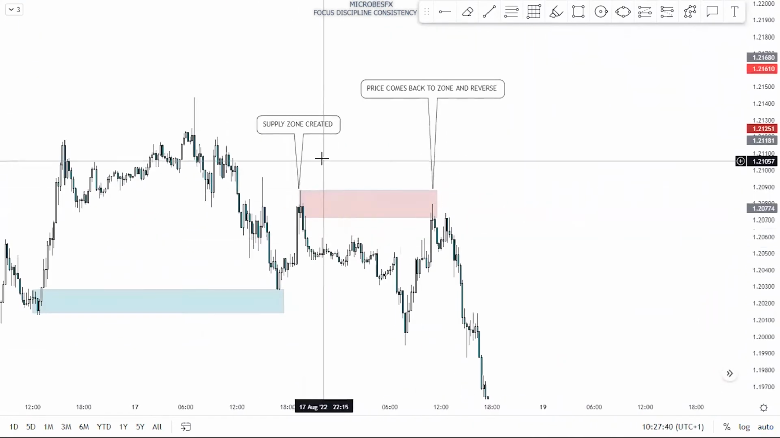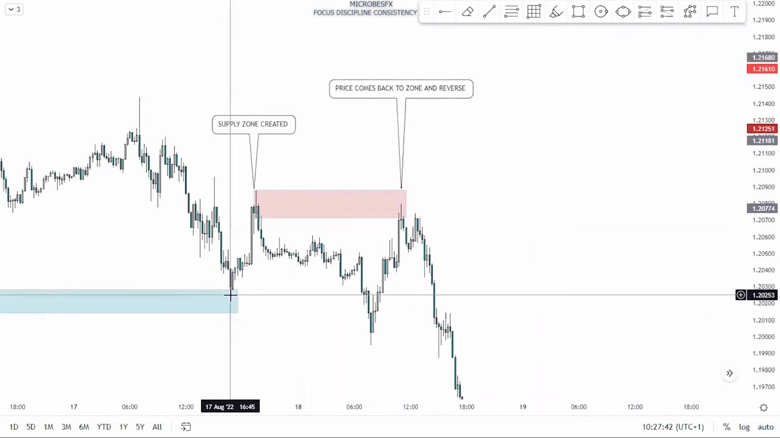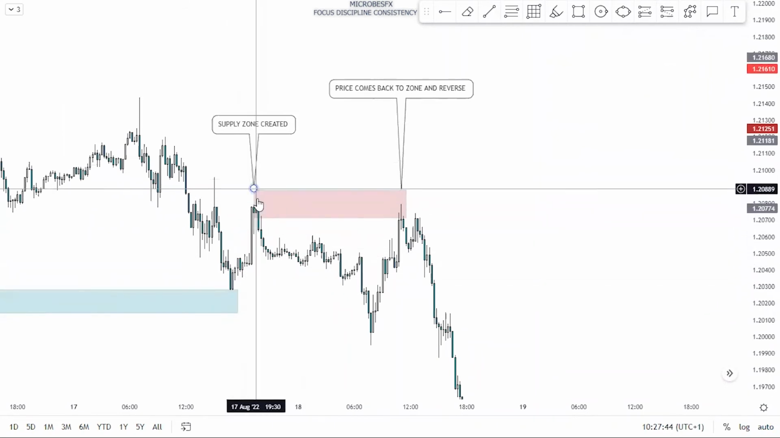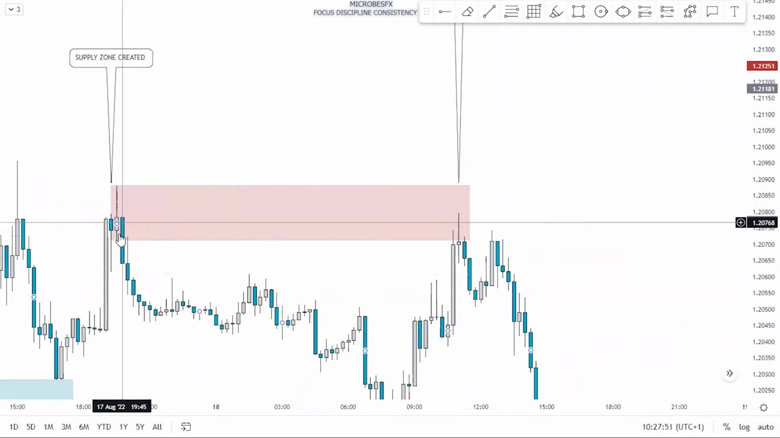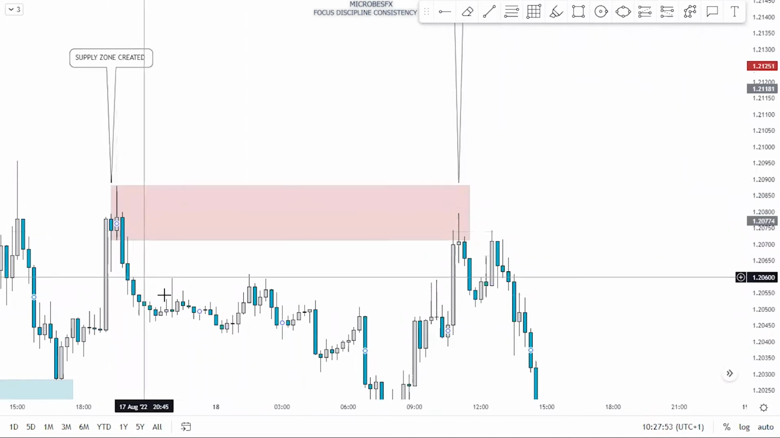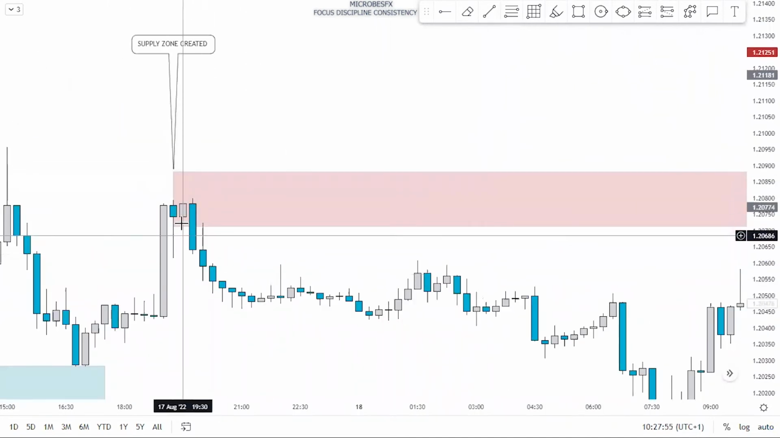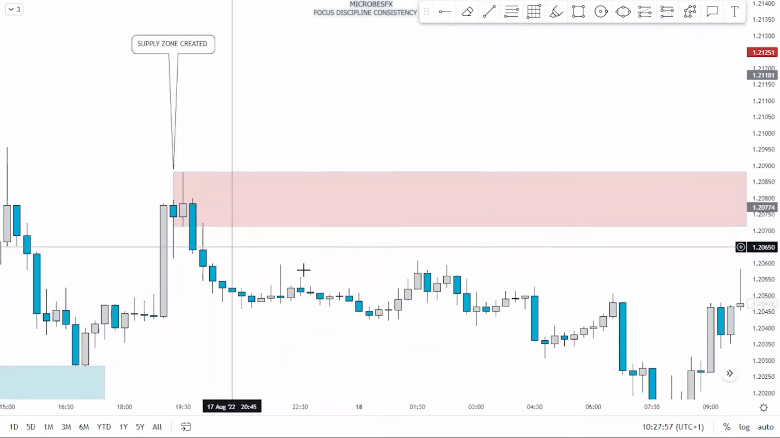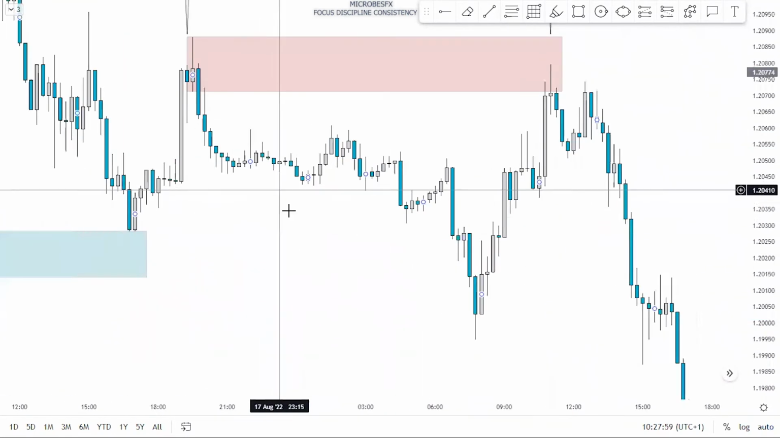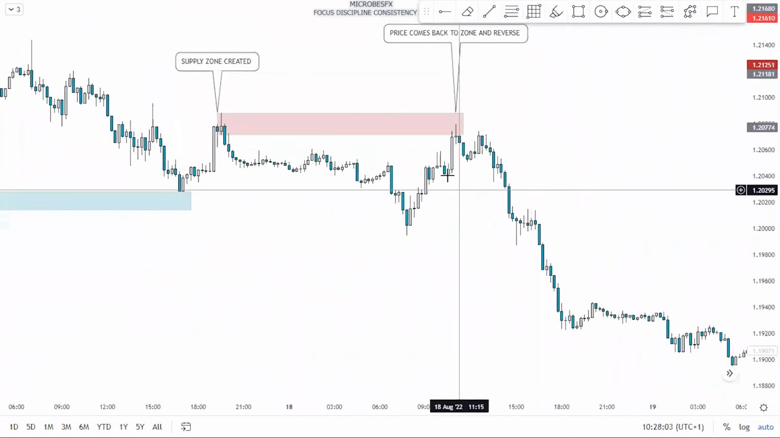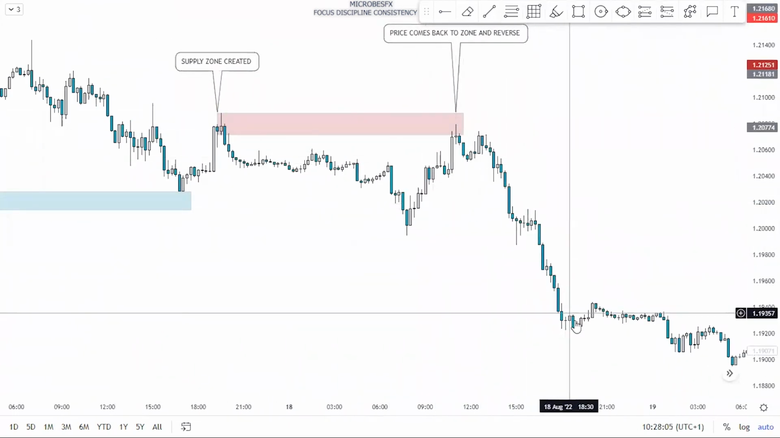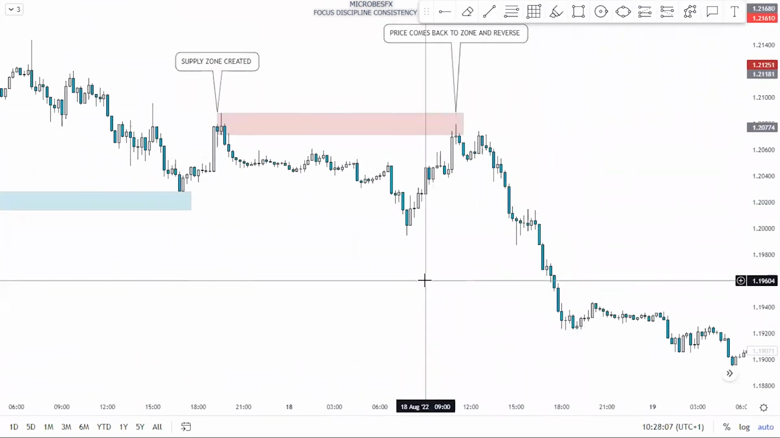Okay, we have supply as well here. So a zone created. See, price was going up, and then the last bullish candle here. Let me zoom in so you guys can see it very well. So the last bullish candle here is this candle. So that is your supply zone. So you're mapping it out and expecting that when price comes back to that zone, it should reverse. You see how price came back to that zone and just dropped a huge amount of pips.